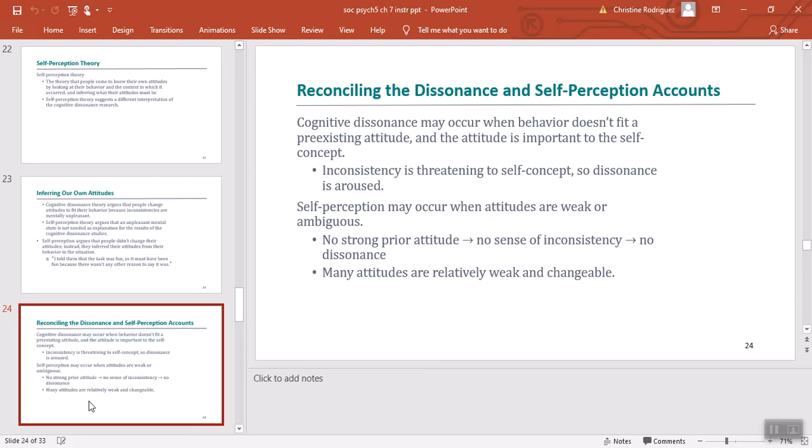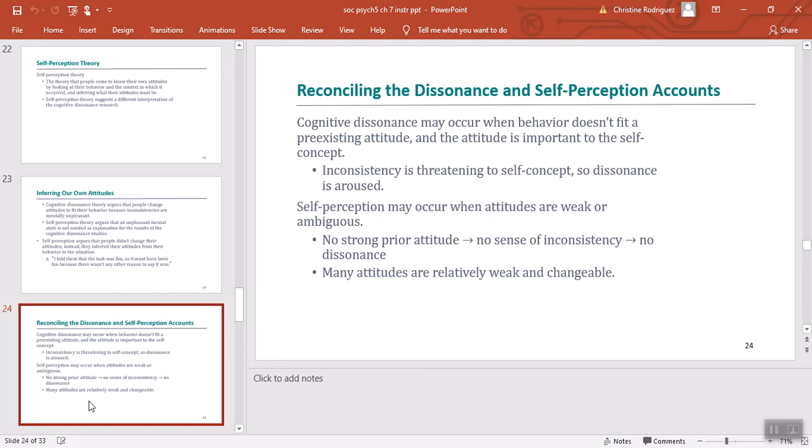Self-perception theory, on the other hand, researchers argue, is probably more relevant when we're thinking about attitudes that are weak or even ambiguous. So if you don't have a really strong prior attitude, maybe generally you think, well, just having one night stands is wrong. Okay, but it's not a really strongly held attitude, and you're not somebody who goes around willy-nilly having one night stands one way or the other.